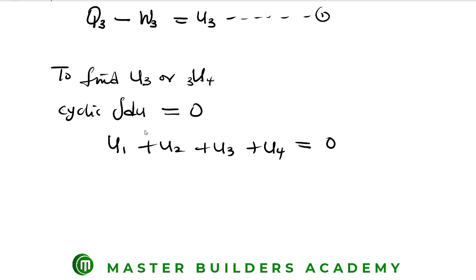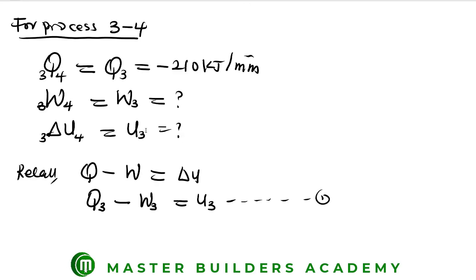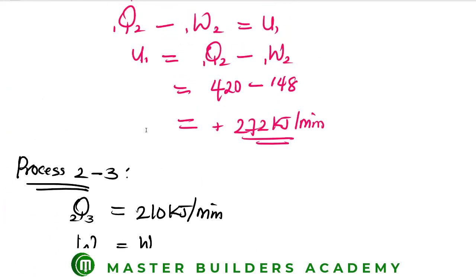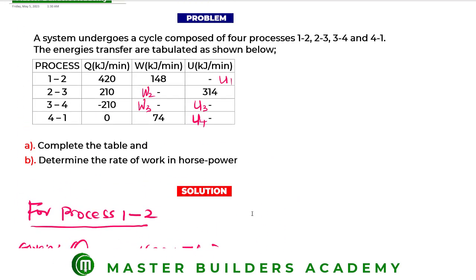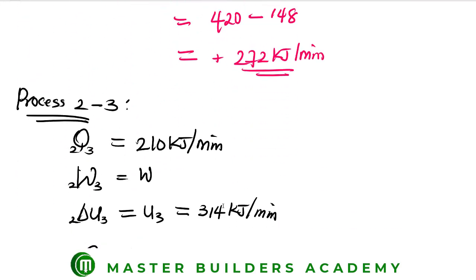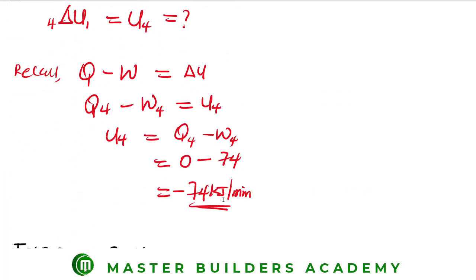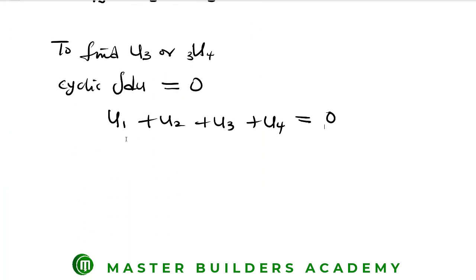And of course, we already know U1, U2, and U4, right? We have calculated all of these values. As you can see here now, U1 is calculated to be 272, U2 was given as 314, and U4 has been calculated as negative 74. All we need to do now is put in the values and make U3 the subject of the formula. So automatically this is 272 plus 314 plus U3 plus minus 74, all equal to 0.